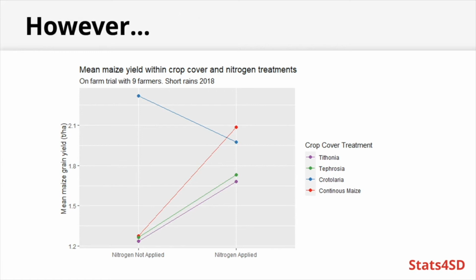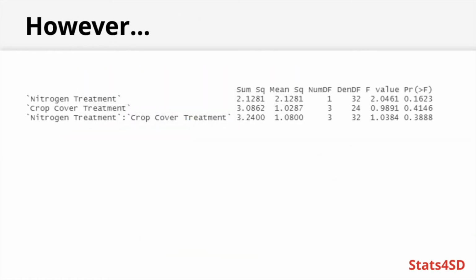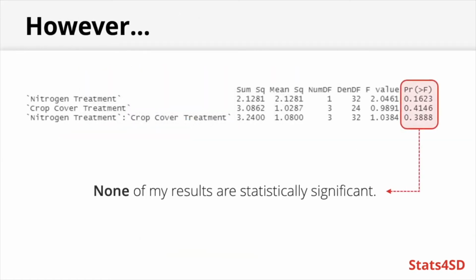But there's a bit of a trick here. In fact, none of these results were statistically significant if I went ahead and did my analysis of variance. And this is kind of a key point that we should always be considering, as well as the structure that we have within our data. We also want to be respecting the results that we're finding from our analysis.